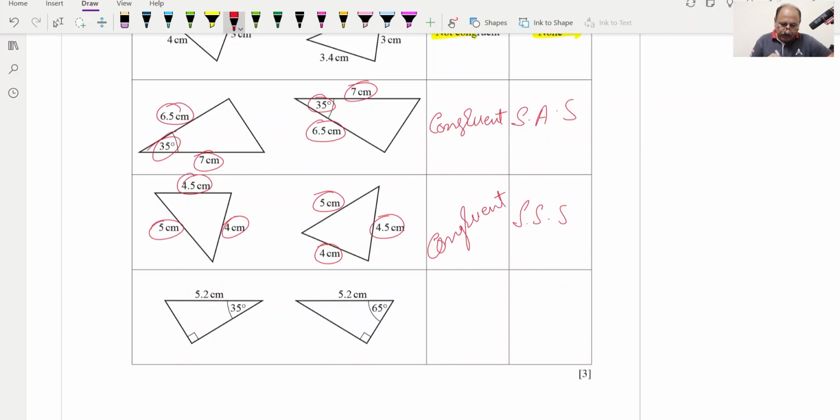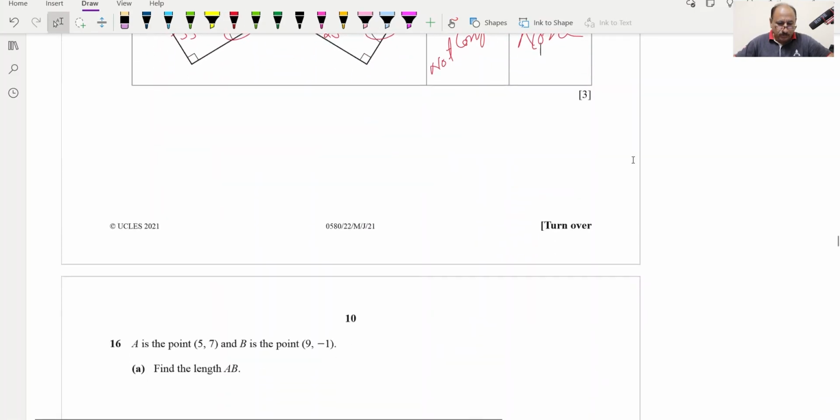Next will be this one. You can see these 2 sides are equal. This is 35, this is 65, so the remaining angle will be 25 and this angle will be 55. So these 2 are not equal, so we will say not congruent for this one. And here we can write none, because no theorem is required for this.